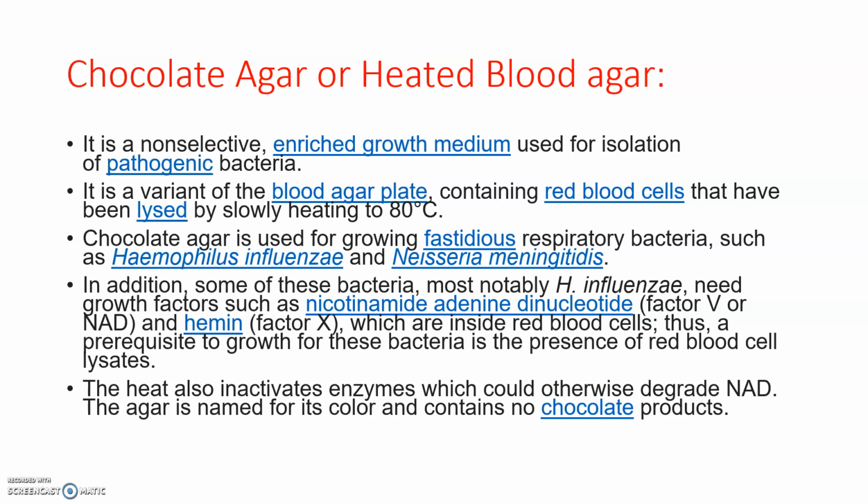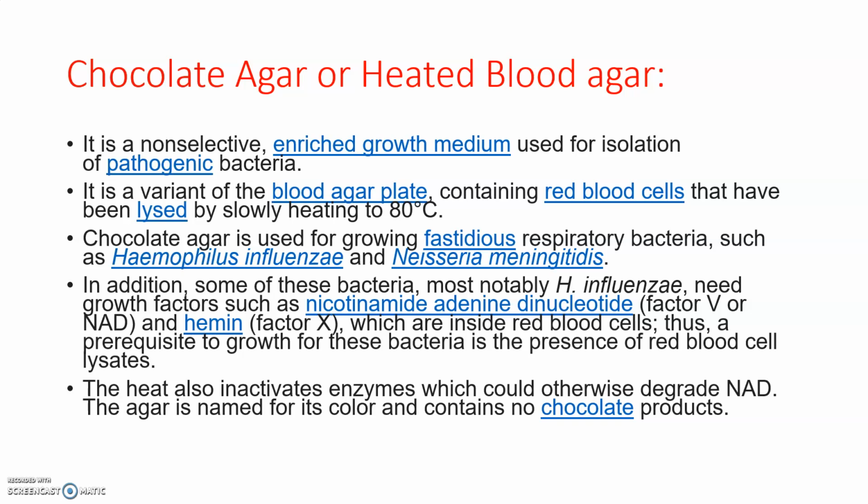In this medium we are adding blood similar to blood agar, but in this case the RBCs have been lysed. Why? Because we are adding the RBCs at a temperature of 80 degrees Celsius. So while adding the blood, it causes lysis of the RBCs. The color of the media turns brown, which gives a chocolate color. That's why the name chocolate agar or heated blood agar. So here RBCs have been lysed by slowly heating to 80 degrees Celsius.